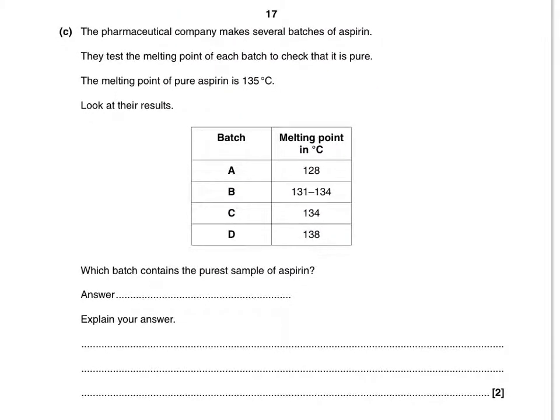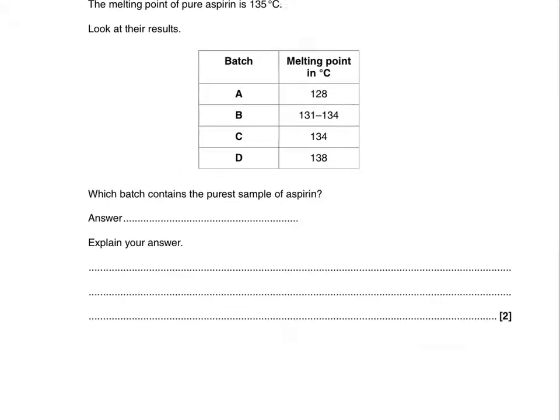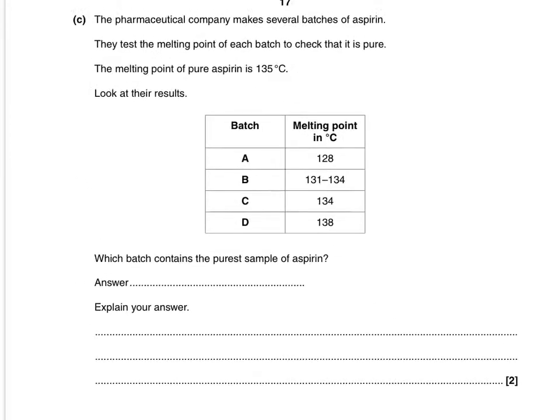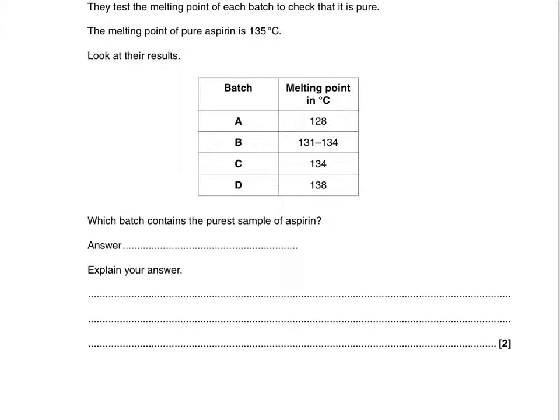So the pharmaceutical company makes several batches of aspirin. They test the melting point of each batch to check for its purity. The melting point of pure aspirin is 135 degrees. Look at their results. Which batch contains the purest sample of aspirin? Okay, so again, not a trick question, but they just want you to start thinking about which one's closest to the 135 that we want. And as you can see, the closest one is C.